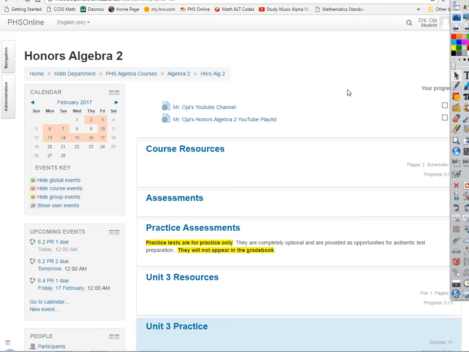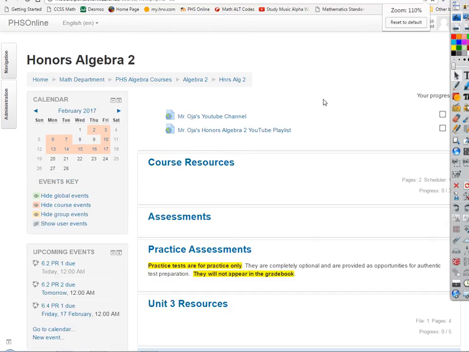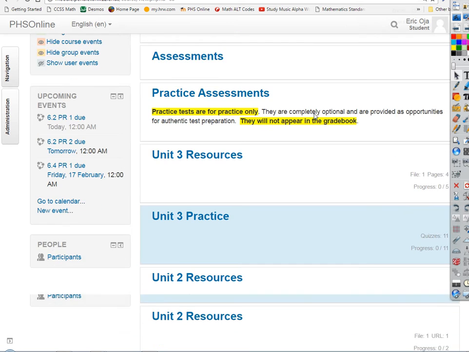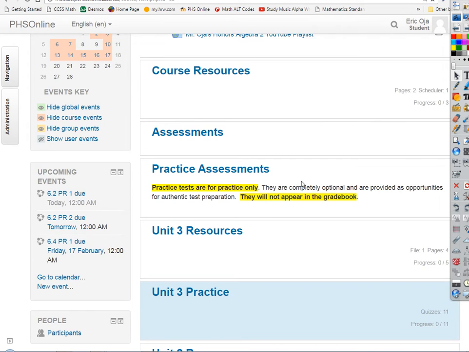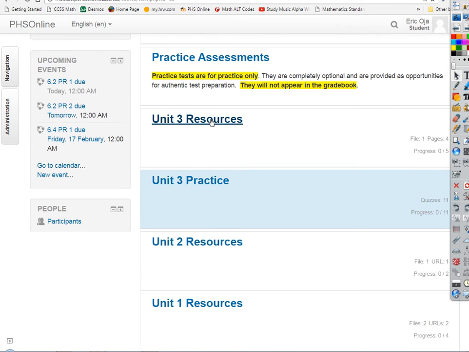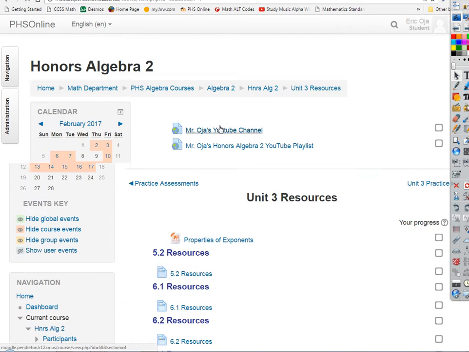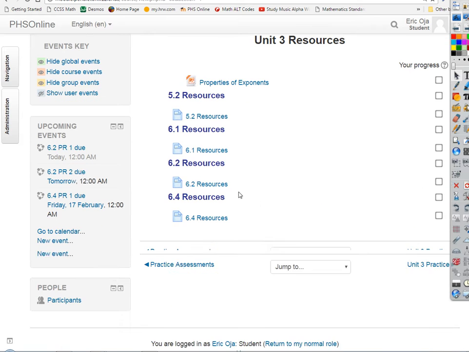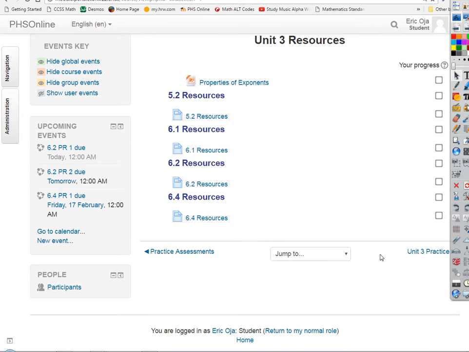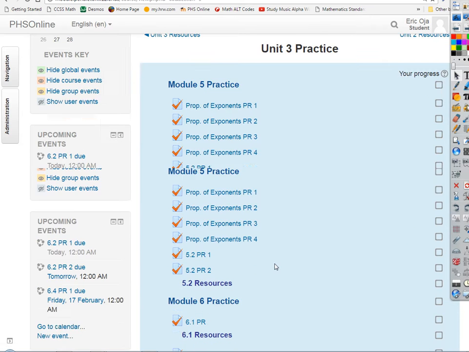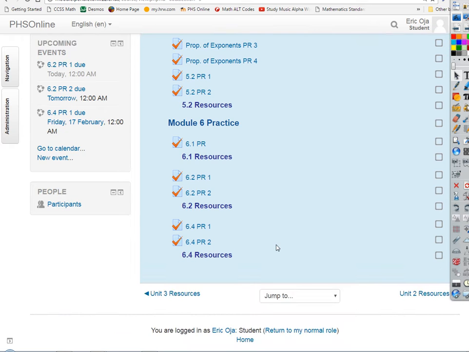So if you look, here's the Algebra 2, Honors Algebra 2 homepage. If you go down, you don't even really have to go to the resources anymore. I mean, if you do go to the resources, there's stuff there, but you can access everything from the practices. So if you go down to the practices, notice how this is kind of set up.